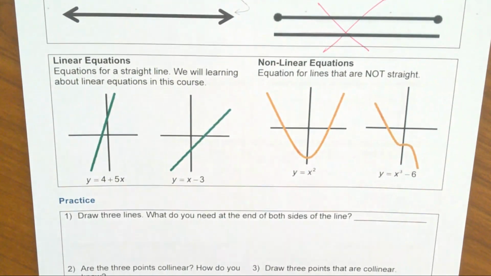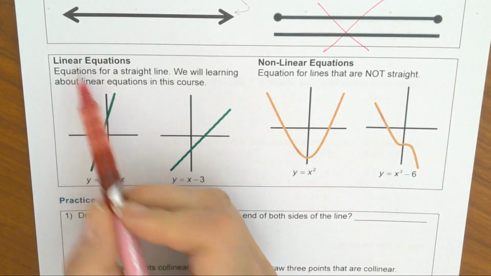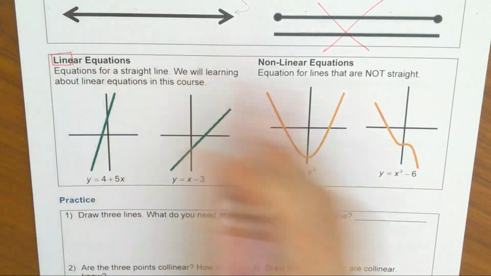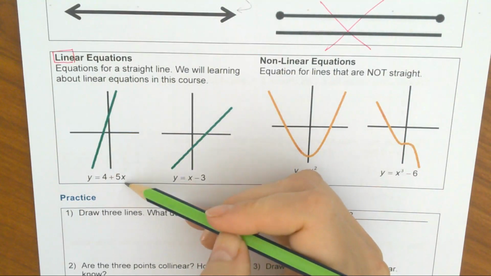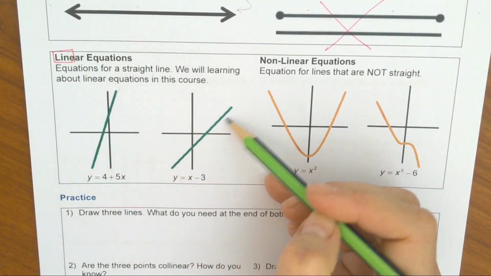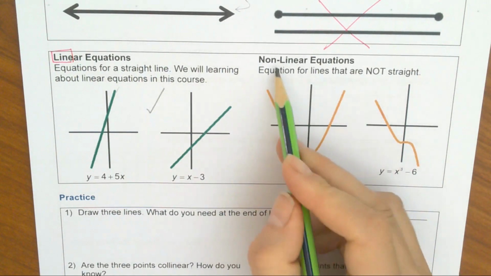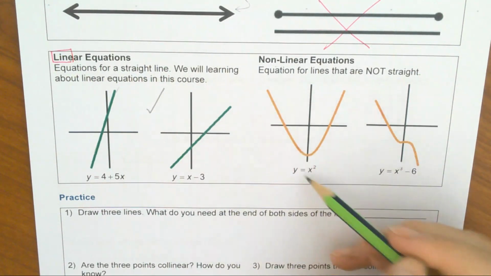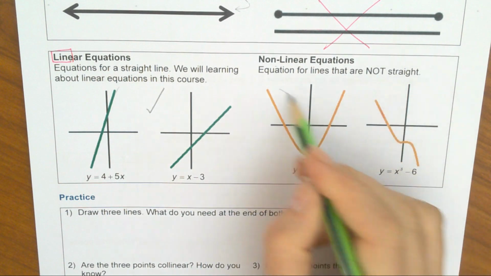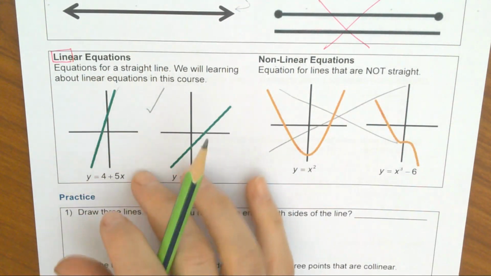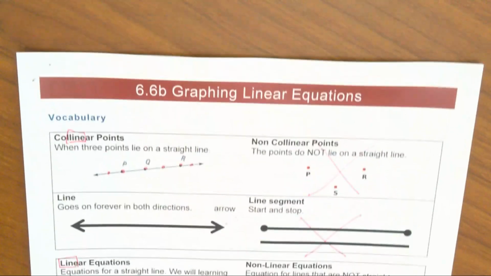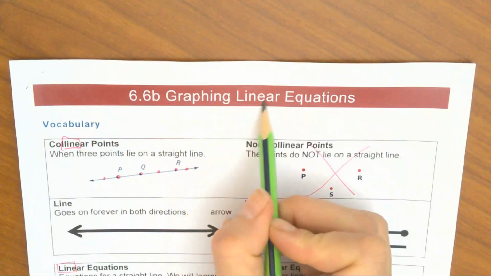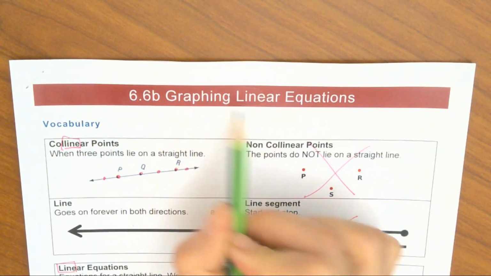Also, what is a linear equation? So if you look, you see the word line. So linear equations are just equations that represent a straight line. And this is what we're doing in the class. Here's some non-linear equations. They're not straight lines. Okay, so these we're not doing in the class. We're only doing linear equations, so straight lines. So if we look at the title, it says graphing linear equations. So what we're going to do is we're going to graph straight lines. And I'm going to show you how to do that.